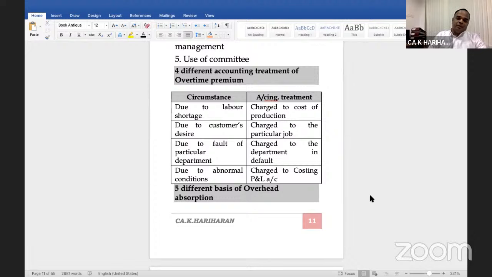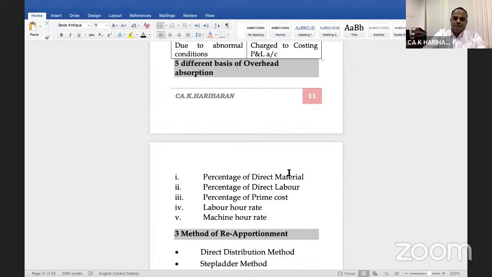More than 7 times the same question has been asked. What are the accounting treatments of overtime premium? 4 accounting treatments are there. Clear? Good. Then, 5 different bases of overhead absorption.